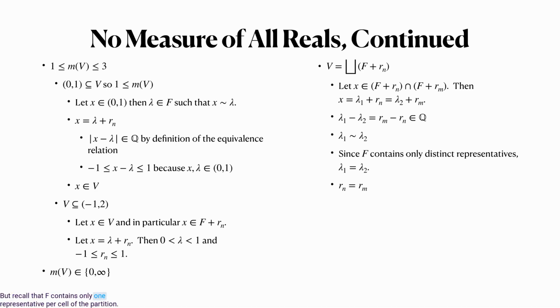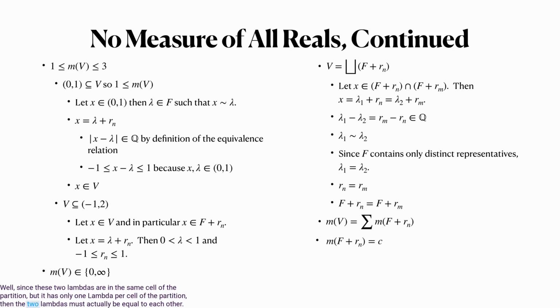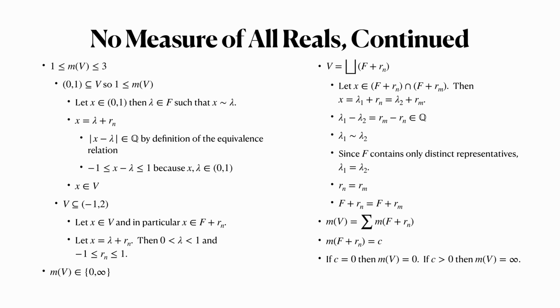But recall that F contains only one representative per cell of the partition. This was the whole blurb about having representatives of distinct partitions. Well, since these two lambdas are in the same cell of the partition, but F has only one lambda per cell of the partition, then the two lambdas must actually be equal to each other. From this, it quickly follows from the previous equations that the r's are equal. From that, it follows that the feathers are equal as desired. Now that we know the feathers are disjoint, we can therefore say that the measure of V is the sum of the individual measures. Therefore, it is the sum over the constant c. Therefore, the measure of V is 0 or infinity, depending on whether c is 0 or positive.